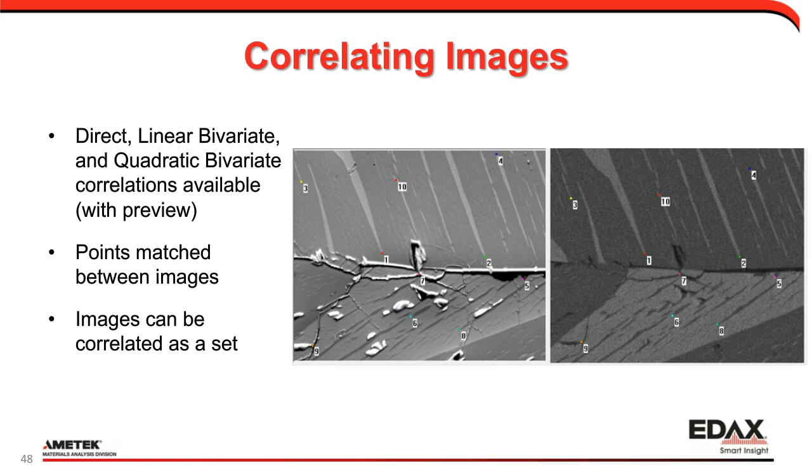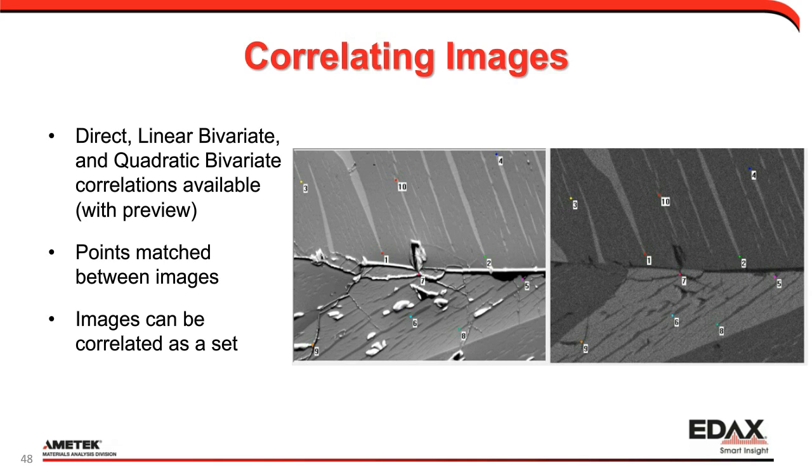And basically what we do is we click on different points that are coincident in the two different maps. And when we do this, there are a few different algorithms we can use for correlation. There's a direct correlation where we're just shifting one-on-one, a linear bivariate, and a quadratic bivariate. With all of these, there's a preview available. So you click some points, hit preview, and then you can see how good that correlation is if you need to add or change some of the points.